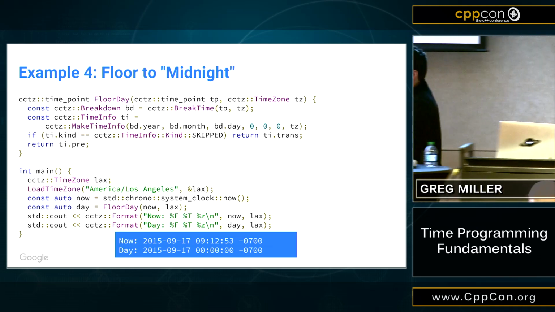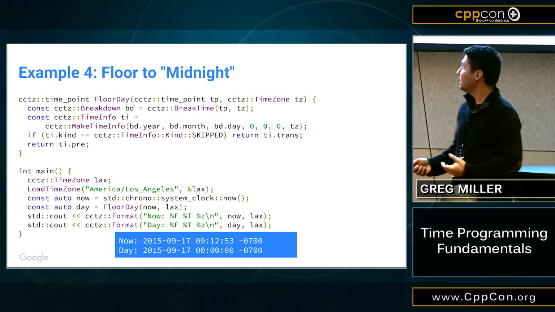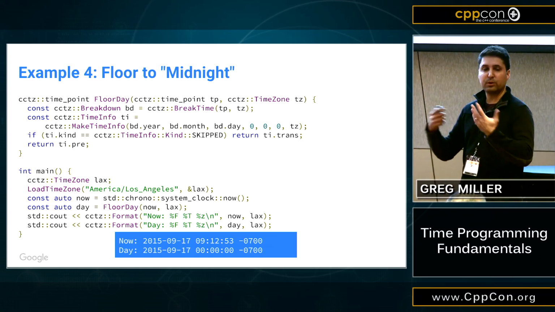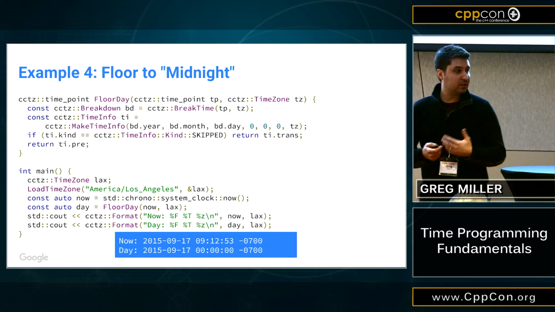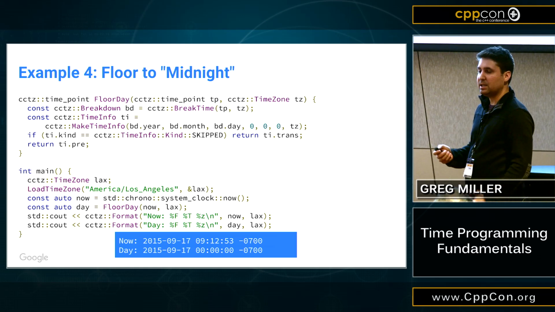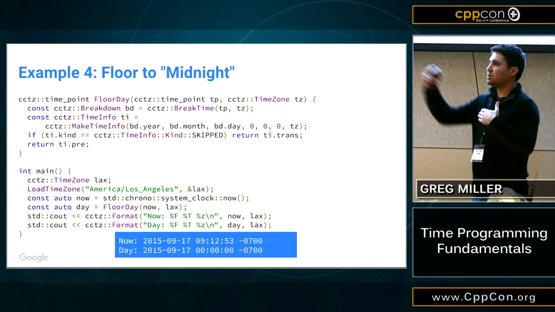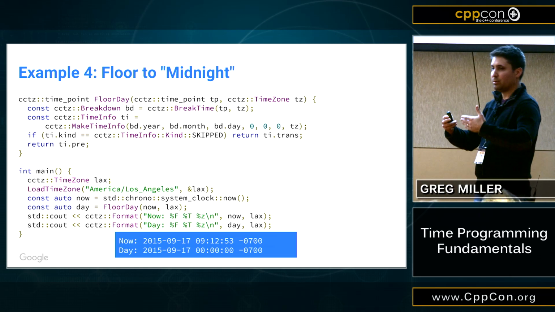Okay, so for one more example here, this is a very common one. This is the case where you want to floor to midnight. This code exists all over the place. And I have midnight in quotes here because I think midnight is a bit of a bad term. It's somewhat of an ambiguous term. Colloquially speaking, when you say midnight, you tend to mean tomorrow's midnight. You don't mean really today's midnight.